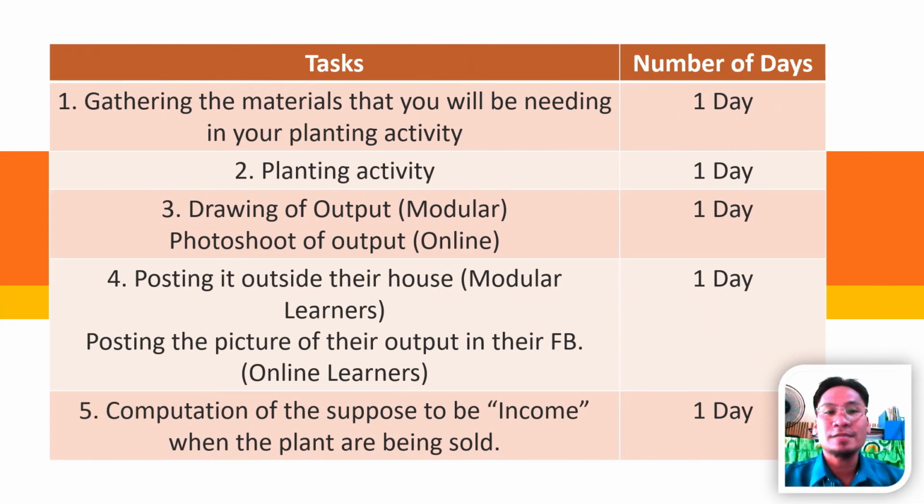Tasks and the number of days for the tasks. The gathering of the materials that you will be needing in your planting activity is for 1 day. Planting activity is for 1 day. Drawing of output for modular and photoshoot of output for online learners is 1 day also. Posting it outside their house, modular learners, 1 day. Posting the picture of their output in their FB for online learners, 1 day. Computation of the supposed income when the plants are being sold, 1 day also.